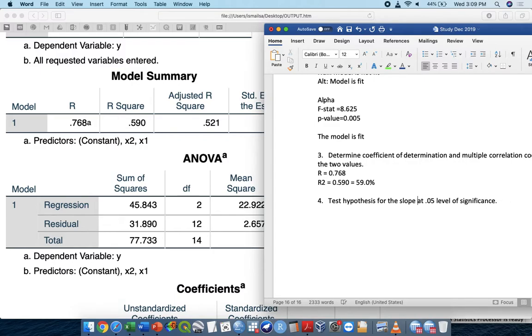And then, last but not least, you want to test for the slope. What is our null?